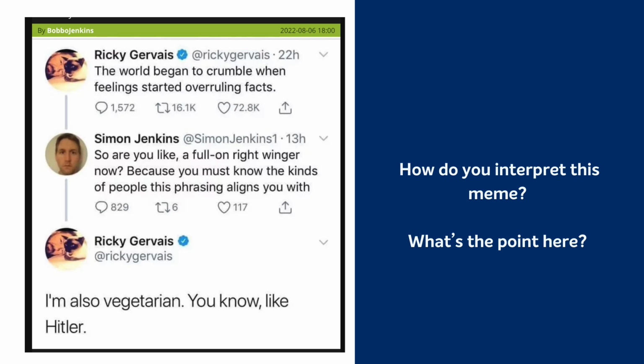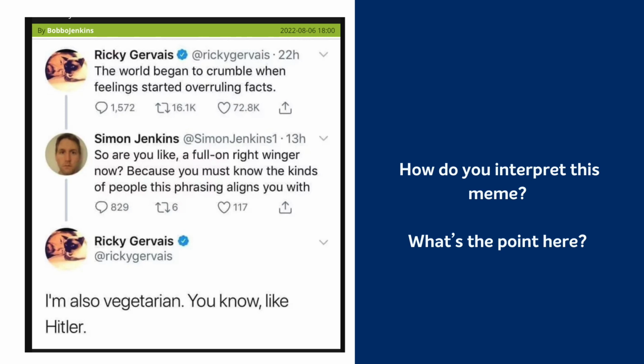What phrasing is Simon Jenkins referring to? The world begins to crumble, or the feelings and facts line? Yeah, that's a great point. I'm not sure. What I see is that whenever some people see a kernel of their echo chamber, they make assumptions, right? So it's probably one of those two phrases that triggered this guy into either-or, us versus them, black against white, that kind of thinking. And that leaves no room for complexity. You're either with us or you're against us. And that's what he did.